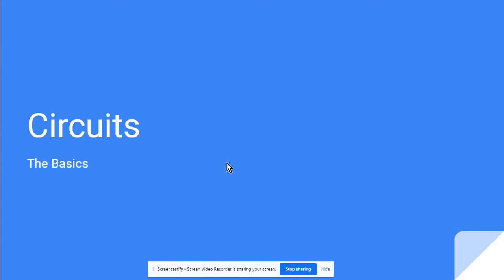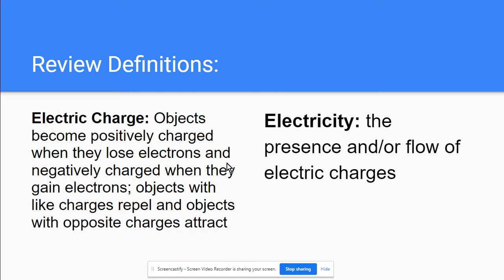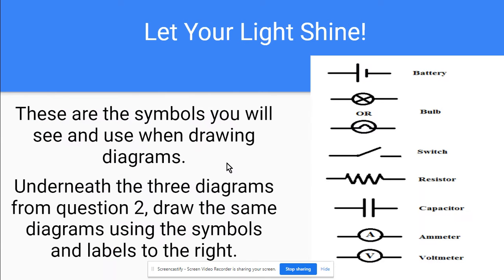Alright guys, so I'm going to quickly go through the PowerPoint on circuits to explain. So this slide just reviews definitions of electric charge and electricity. Okay, so we know objects become positively charged when they lose electrons and negative when they gain them. We also know that opposite charges attract and like charges repel. And electricity is the presence or the flow of those electric charges.